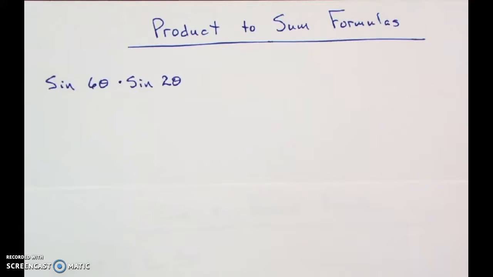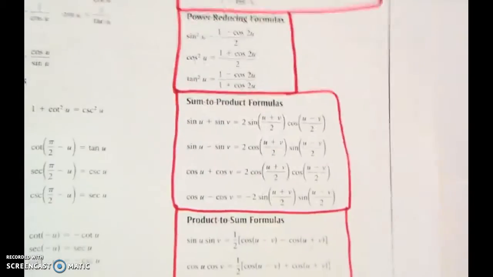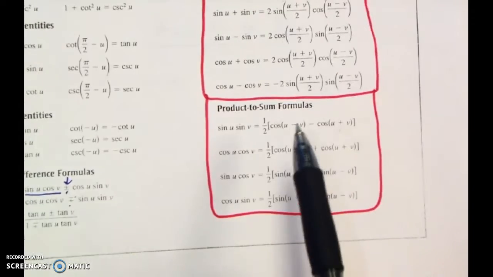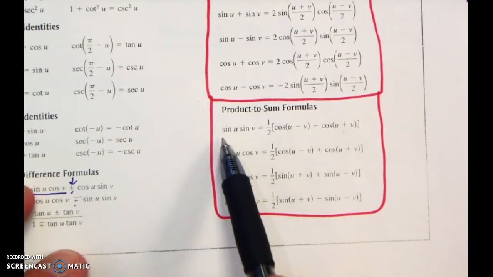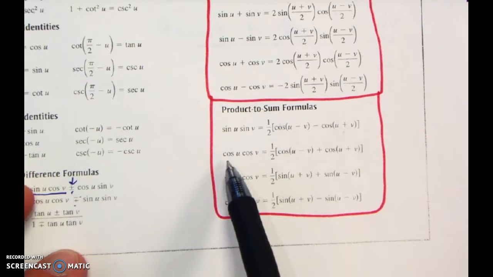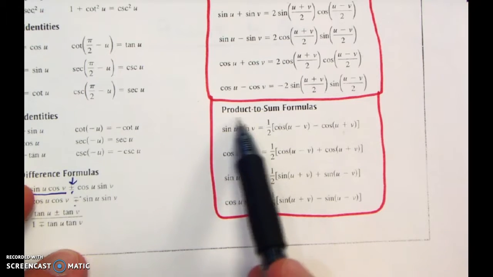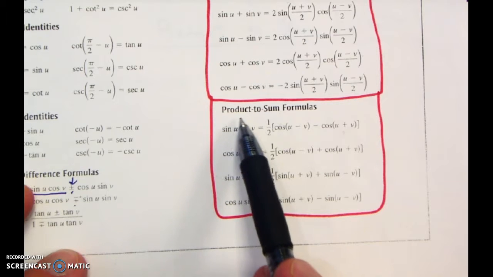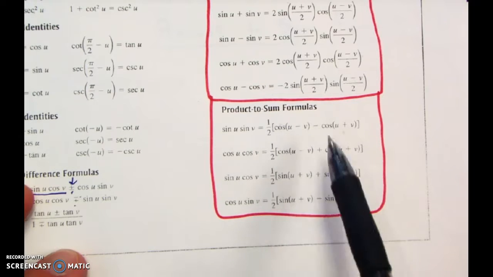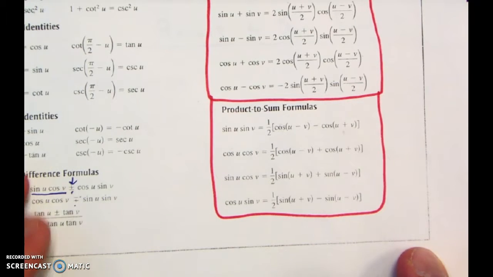In this example, we're working with our product to sum formulas. So if you look on your identity sheet, we're talking about product to sum. This problem is currently written as a product of two trig functions. So here we have sine times sine, or cosine times cosine. Currently written as a product where we're multiplying, and we're rewriting it as a sum where we're going to be either adding or subtracting values.